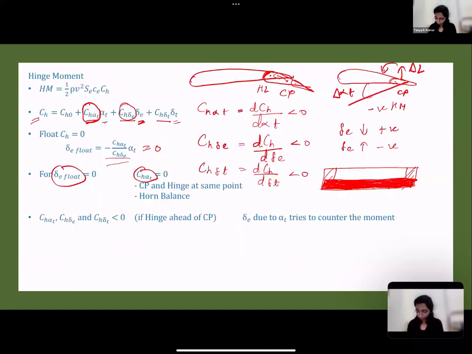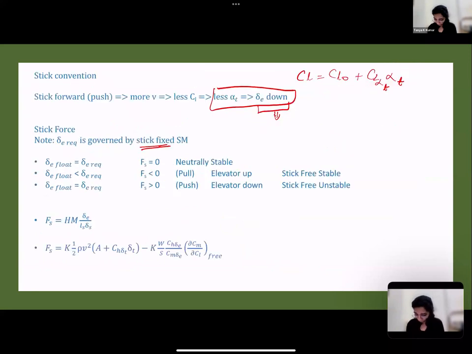So if your delta E float, your freely floating elevator, is already equal to how much elevator you require to fly at a given CL trim, then the pilot need not apply any force on the stick. So Fs is 0, stick force is 0. Now, if the delta E float is less than the required elevator, he will pull the elevator up. When I pull the elevator up, what happens?